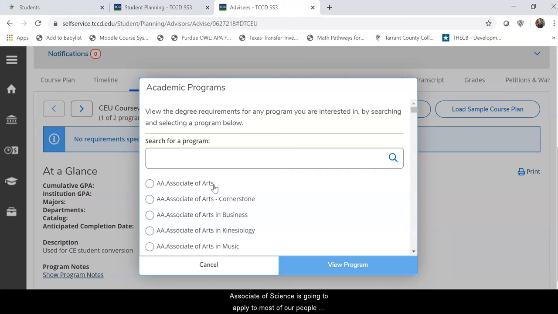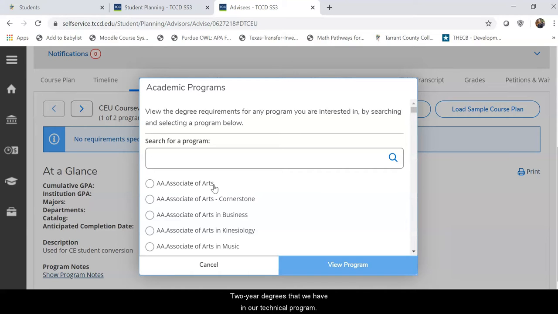Associates of Science is going to apply to most of our people that are going to be STEM majors. So that's science, technology, engineering, mathematics, computer science, things of that nature. So when you're planning to transfer, that's going to ensure that we capture those more advanced math and sciences that you're going to need at the university level.